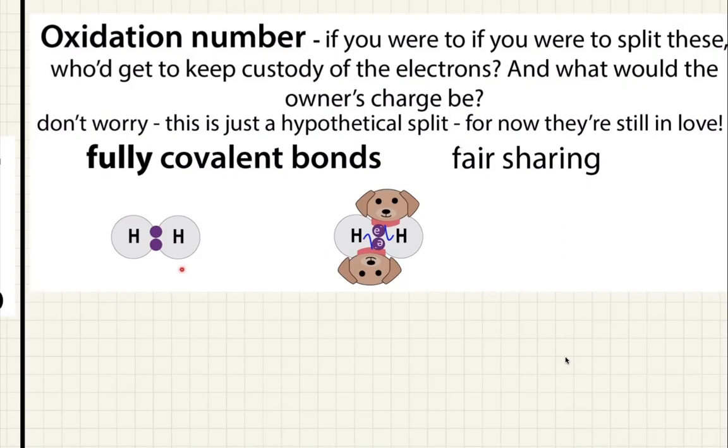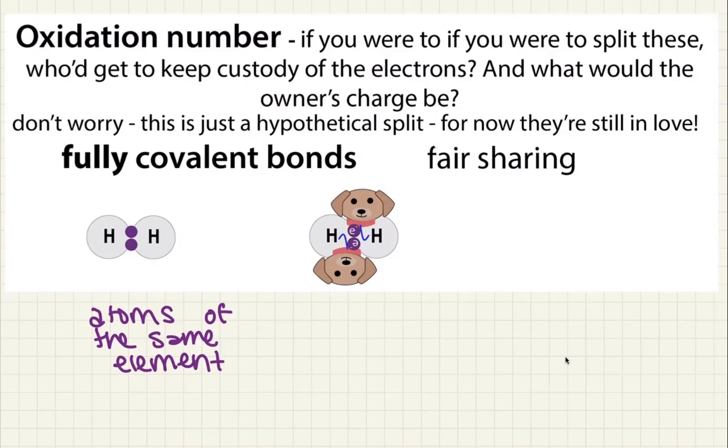Now, if you had a fully covalent bond, the sharing would be very even. The only time you get a truly fully covalent bond is when you have atoms of the same element. Atoms of the same element give you these fully covalent bonds. When you have one of these, it's 50-50 which one the dog would want to go with. Who would the electron want to go with? Well, they're both equal. So if you were to split these up, each one would get to keep one electron.